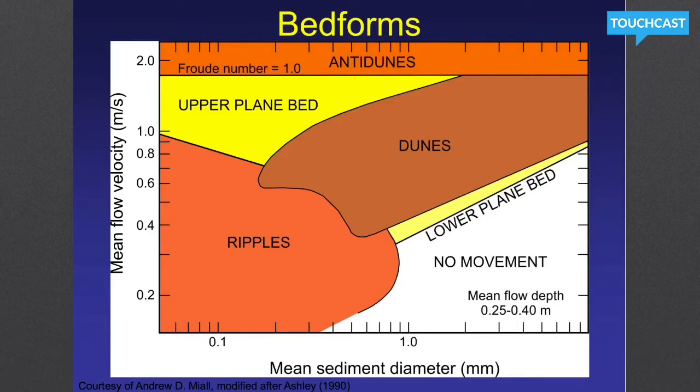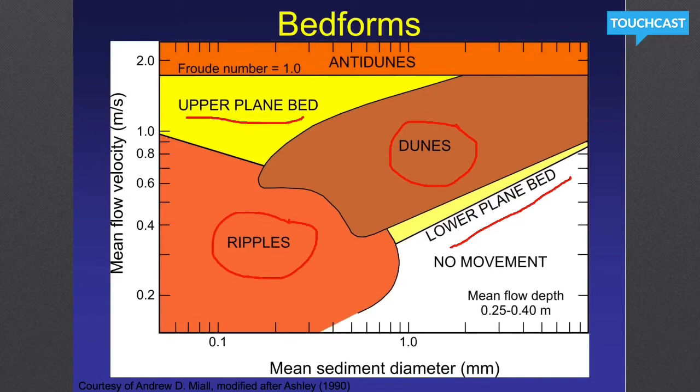Bed forms are a function of mean flow velocity and mean sediment diameter. This graph shows us under which conditions which geological structures are formed. The yellow zone shows the upper plane bed and lower plane bed, while the ripples and dunes are in the transition zone. By looking at this graph, the upper flow regime will be formed when the mean flow velocity is high and the mean sediment diameter is low.